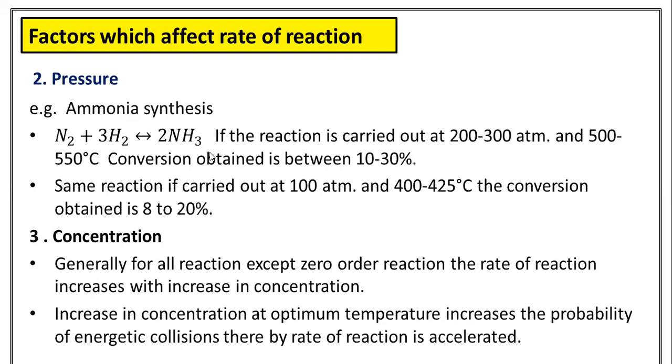So the probability of collision, or the number of collisions, will be more if the concentration is increased. And as a result, as the concentration increases, the rate of reaction also increases. Now, an increase in concentration at optimum temperature increases the probability of energetic collisions, and thereby the rate of reaction is accelerated.